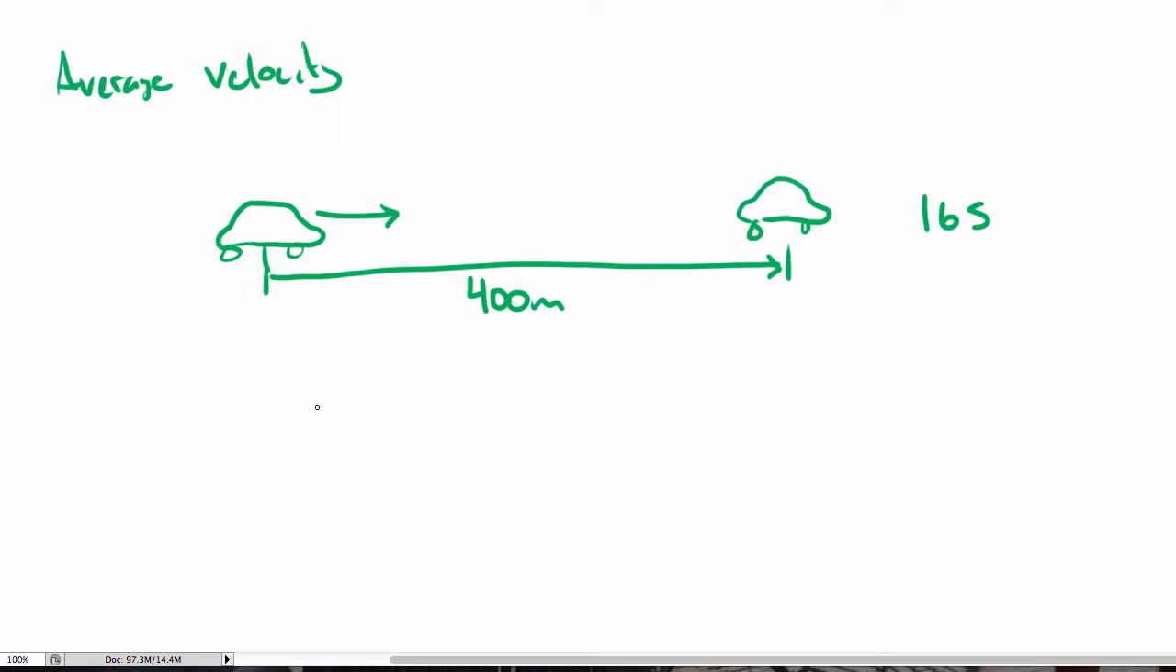So my average velocity is simply equal to the displacement divided by time. In other words, if my displacement is delta x vector, and time is delta t, where delta t just means the elapsed time between 2 points in time, I can calculate the velocity, and that's simply going to be 400 meters divided by 16 seconds.